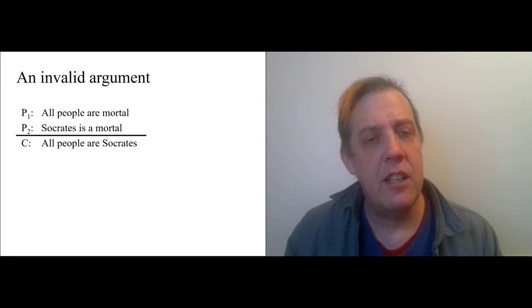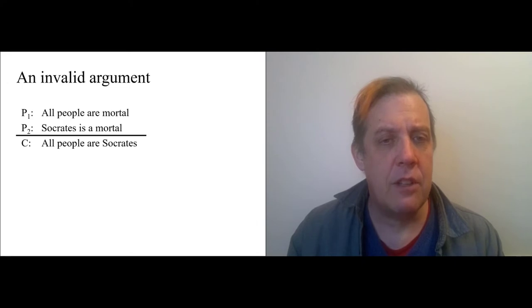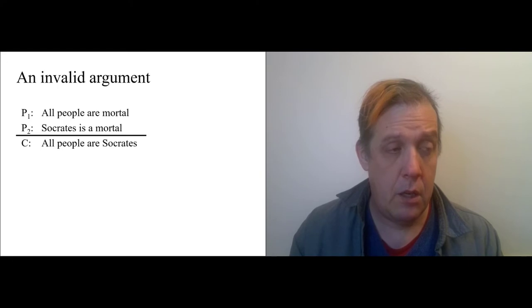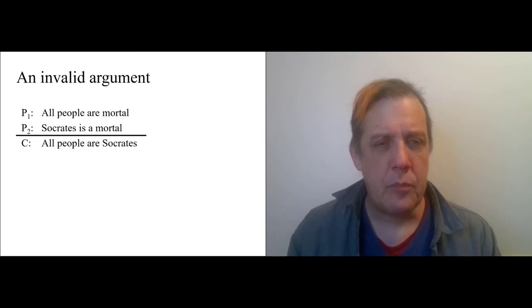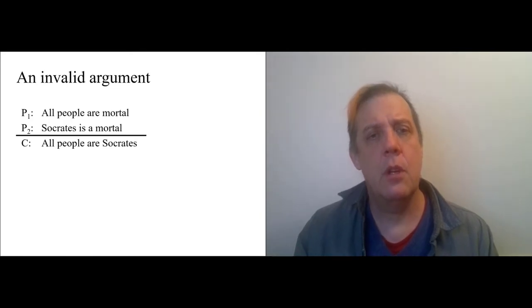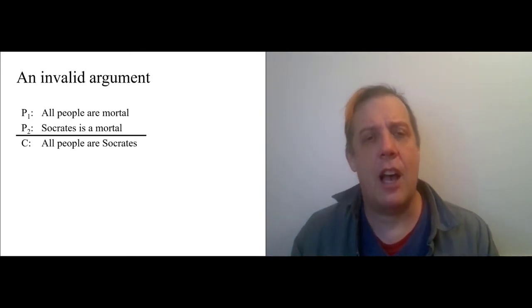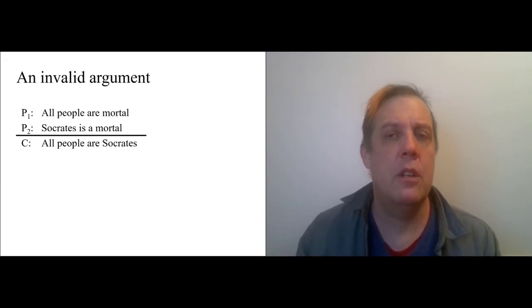This, on the other hand, is an invalid argument. All people are mortal. Socrates is mortal. Therefore, all people are Socrates. Right? Now we just rearranged some of the terms in the conclusion, and now we get two true premises and a false conclusion. And so that is obviously the definition of an invalid argument.